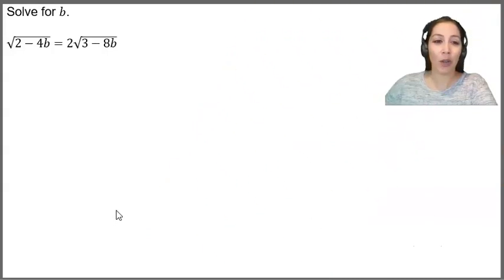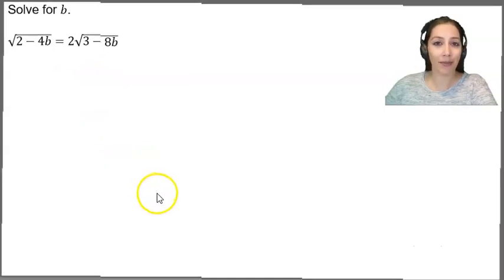Solve for b. We have the square root of the quantity 2 minus 4b equals 2 times the square root of the quantity 3 minus 8b. How am I going to solve for b when there are radicals on both sides of my equal sign?